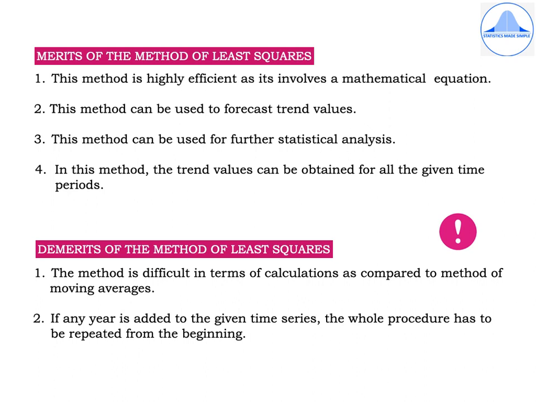The demerits of the method of least squares. Firstly, the method is difficult in terms of calculations as compared to the method of moving averages. And second, if any year is added to the given time series, the whole procedure has to be repeated from the beginning.